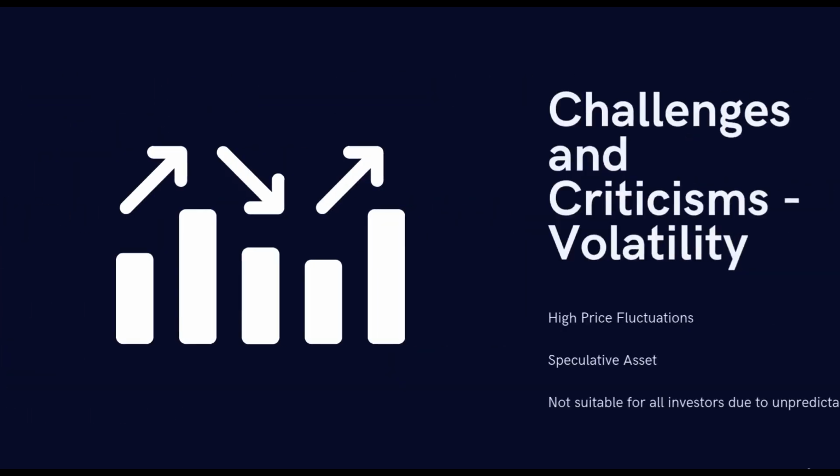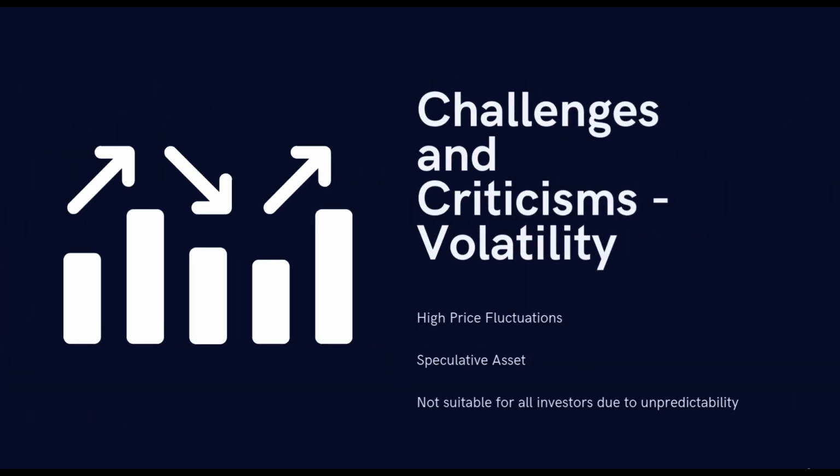Then there's volatility. The price volatility of cryptocurrencies can be both a boon and a bane, meaning it can be very beneficial or it can be very detrimental. While it can lead to substantial gains, it can also result in significant losses. This unpredictability makes cryptocurrencies a highly speculative asset, meaning you're not always going to make money. So it's not suitable for everyone's investment strategy.